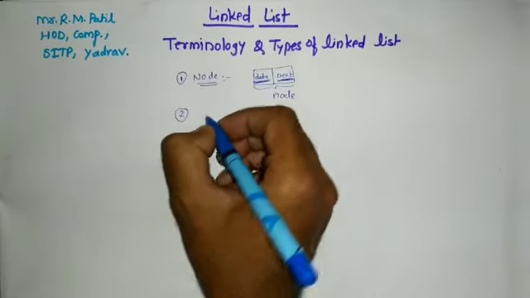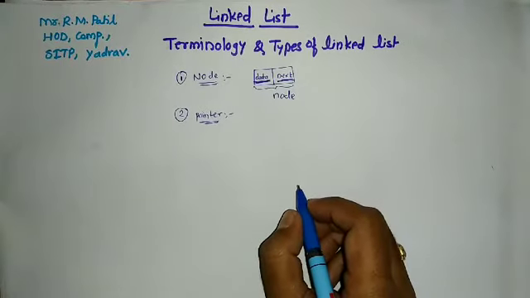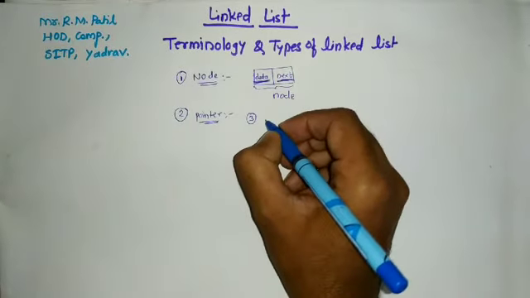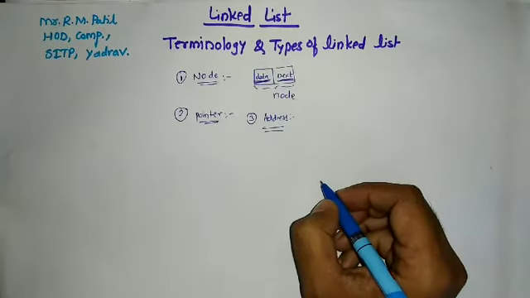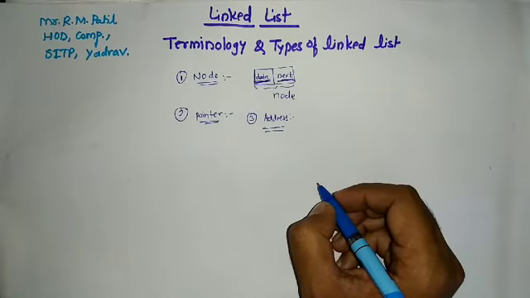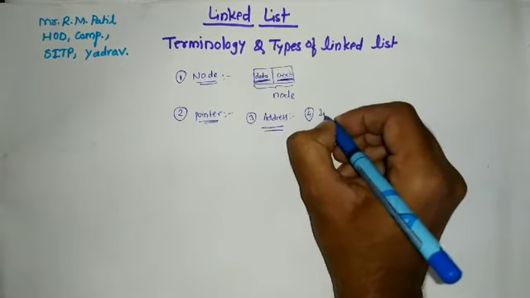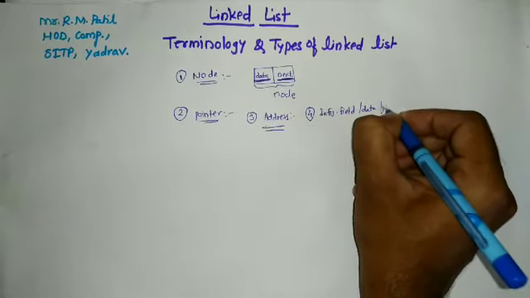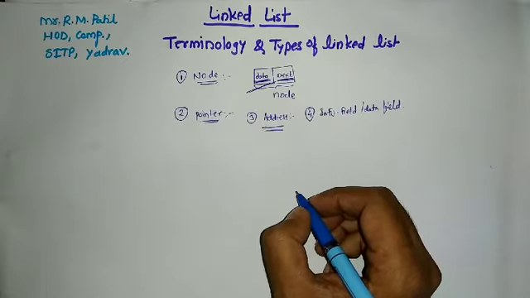The second terminology is the pointer. In the linked list, a pointer is a data type used to point to the address of the next node. The third terminology is the address. In a linked list, the address stores the address of the next node. The fourth is the information field, or data field, where the actual information or data is stored.